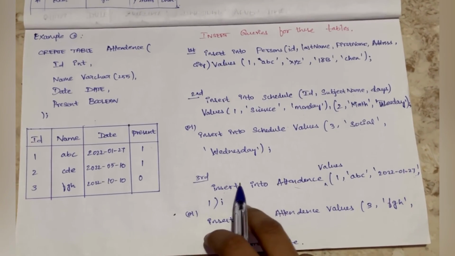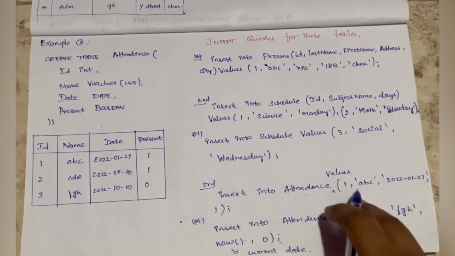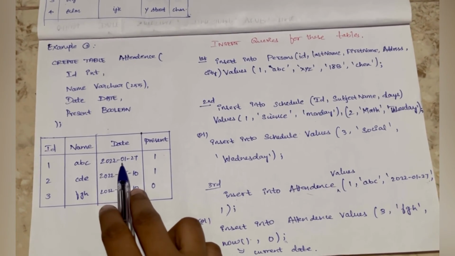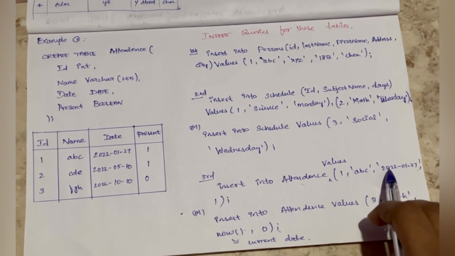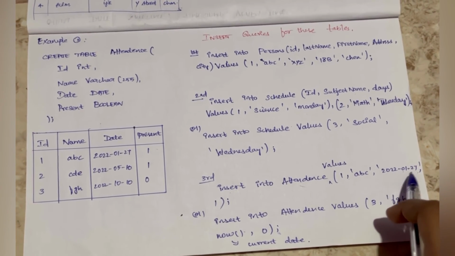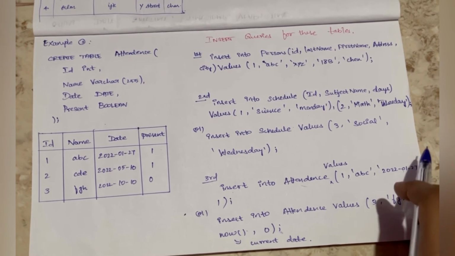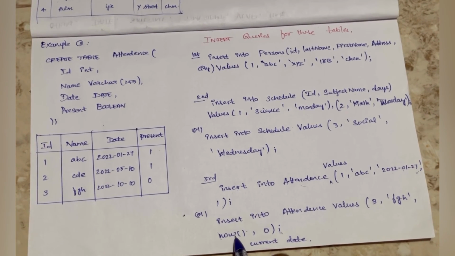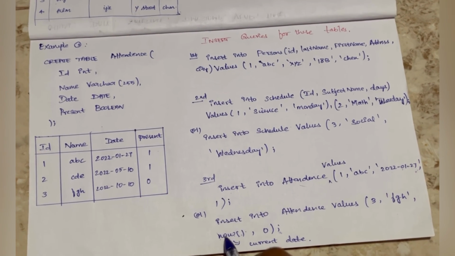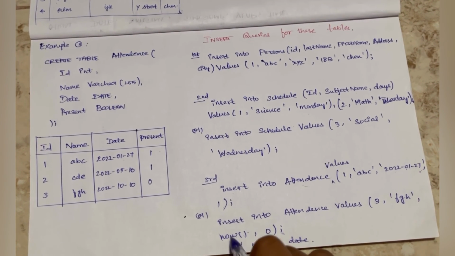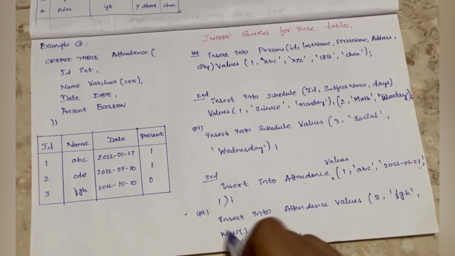Now for the third table, that is attendance, we have date column here, right? So to insert values for date column, you have to specify value like this, that is year, month and date. Okay, so otherwise you can also do this. You can specify now followed by brackets. So now will insert current date into the table.